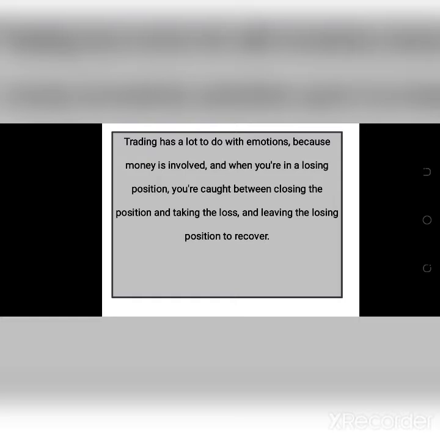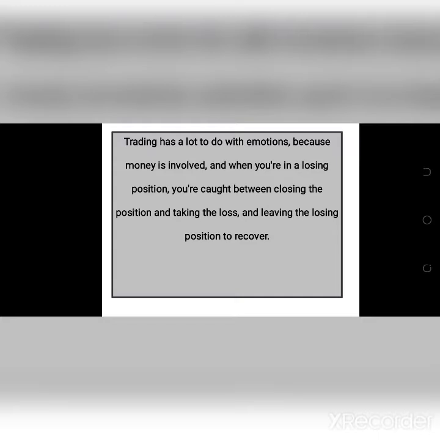So trading has a lot to do with emotions because money is involved. When you're making money, you want to make more. When you're losing money, you are in a fix. Let me explain. So when you are in a losing position, you are caught between closing the position and taking the loss, and leaving the losing position to recover. You see, this kind of feeling is more common and prominent when you are trading the futures market, where you have a liquidation price.